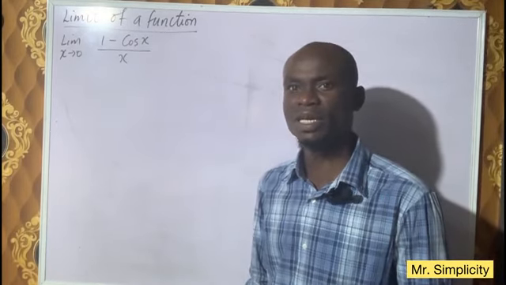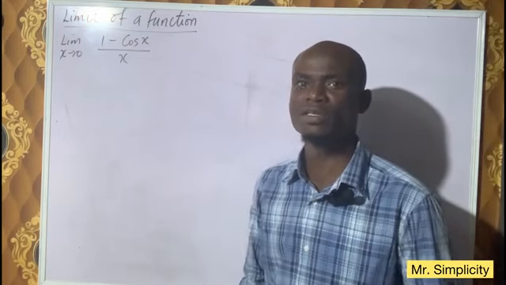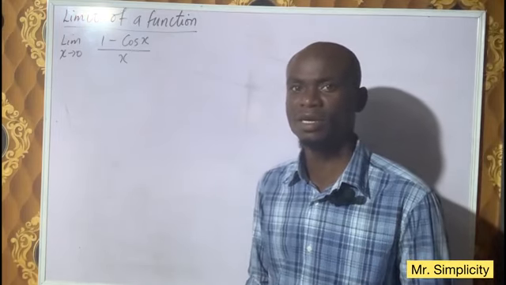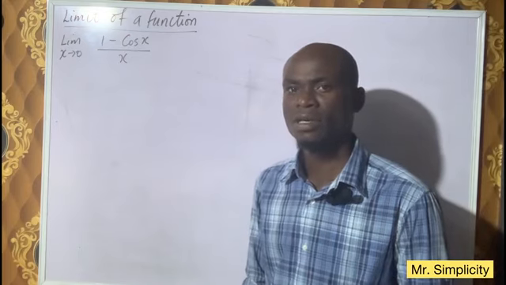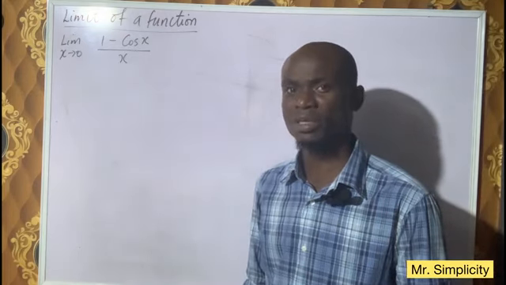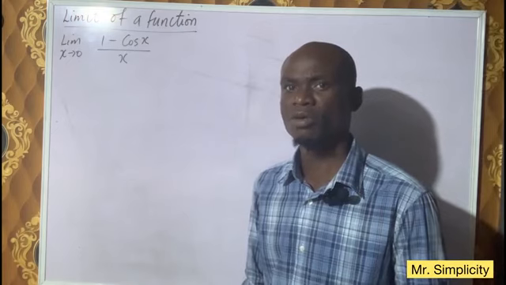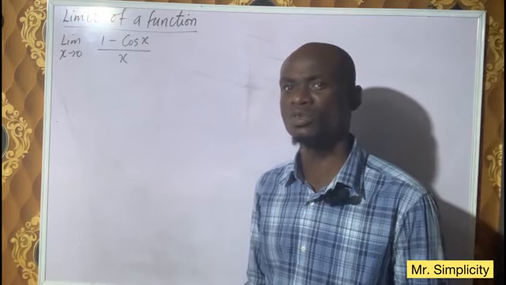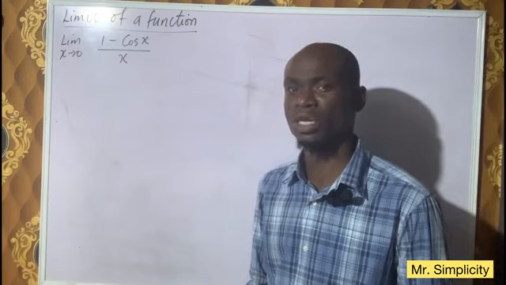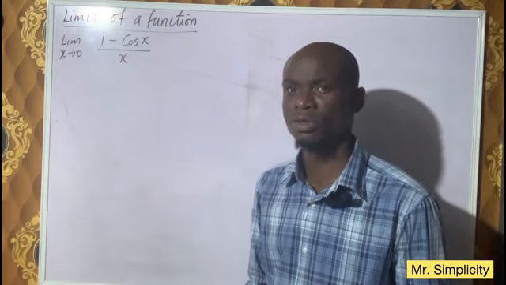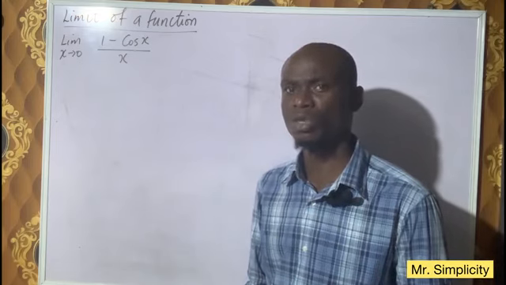Let us quickly take a look at this question on limit of a function. It says limit as x tends to 0, (1 minus cos x) over x should be simplified. This is basically given as a special limit in some cases, and if it's given as a special limit, it's usually 0. But in this case, they want us to solve it, which is as good as proving that the answer is 0. So let us see how we will do that.